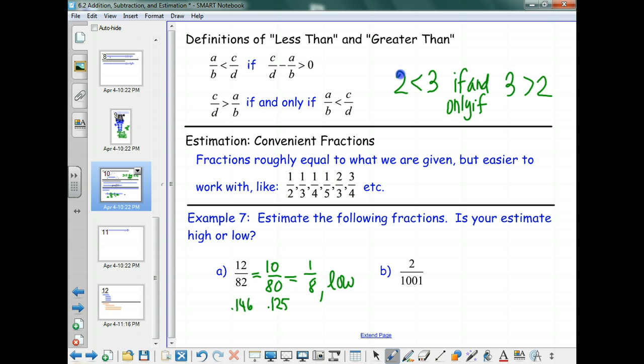How about 2 over 1,001? 1 over 500. Tell me how you got that, Kayla? Well, I just did half of 1,000. Okay, so basically you change the 1,001 into, in your mind, about 1,000. And 2 over 1,000 is about, well, it's 1 over 500 actually.